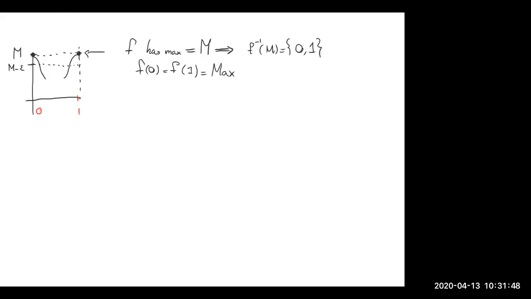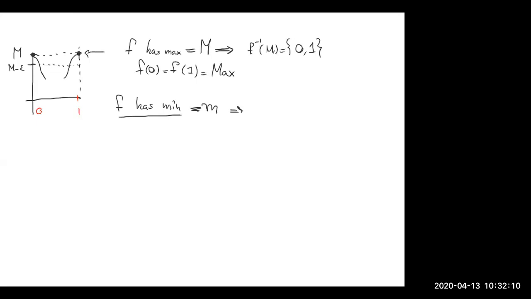But you can do the same argument about, well, as Hugo corrected and completed the argument, I think maybe you also mentioned that first time. I didn't understand that. You can also look at the minimum points of f. F also has a minimum. Let's call that small m.